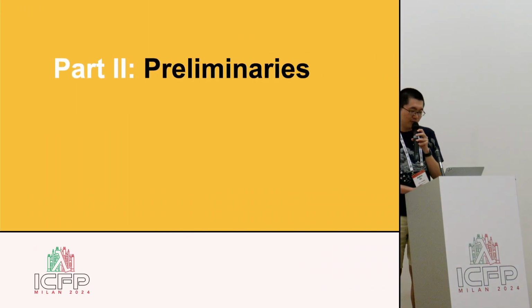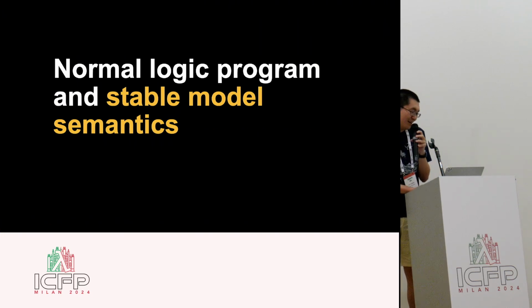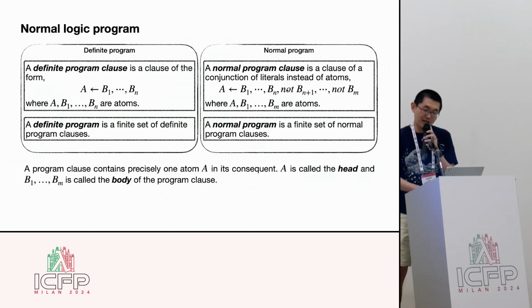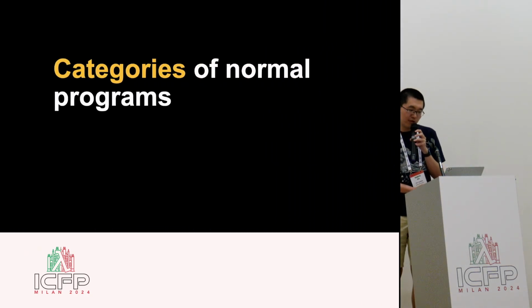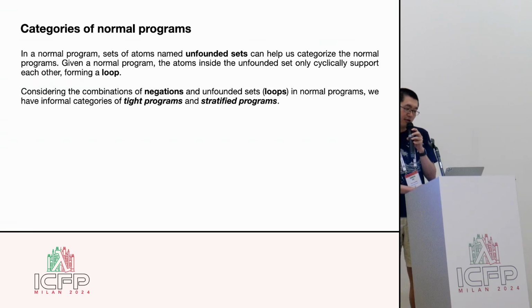So some preliminaries about stableKanren. Of course, what's a normal logic program and the stable model semantics. But this time we are going through it from very different angles. As we all know, the only difference between miniKanren and stableKanren is these not operators mixed with the loops together. So we try to categorize the normal programs, but this time in a different way. We use the unfounded sets, which are the loops, and the relation between the loops and the negations to categorize.